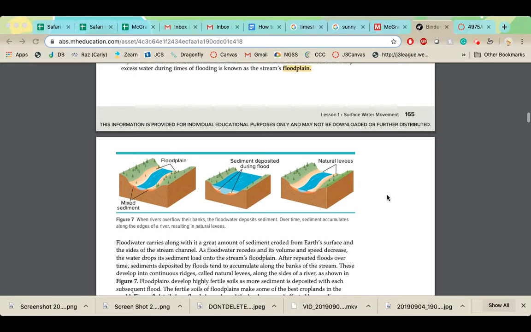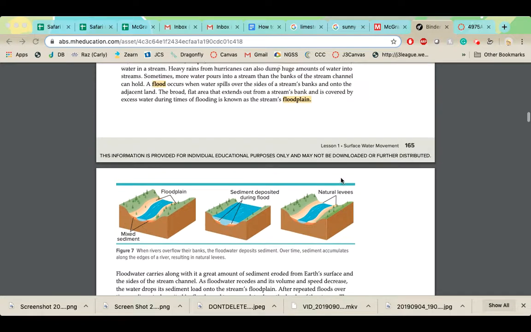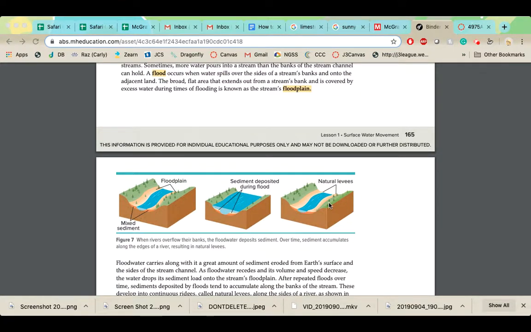So here is what a levee is. You can make a levee by putting up cement. And a levee is basically a barrier to block water from coming out of a certain place. But levees are actually naturally formed as well.